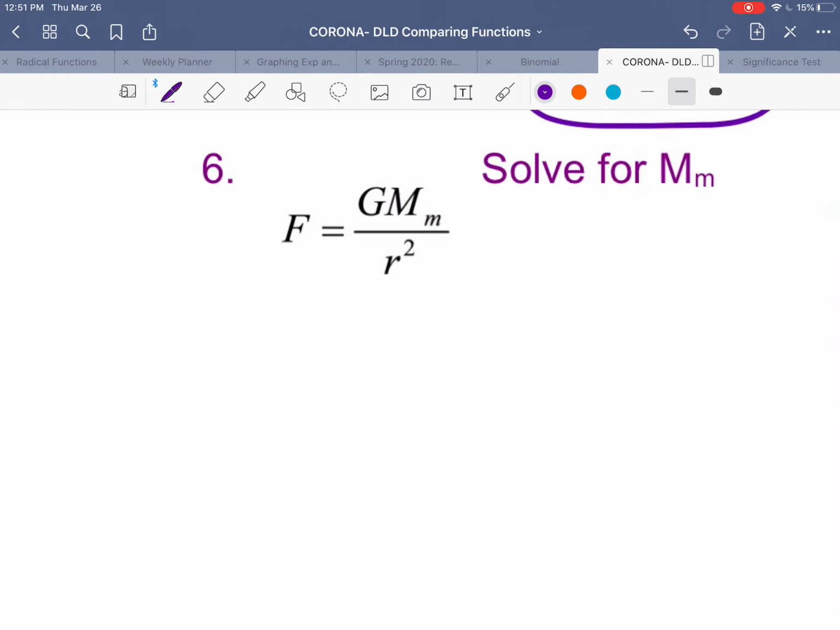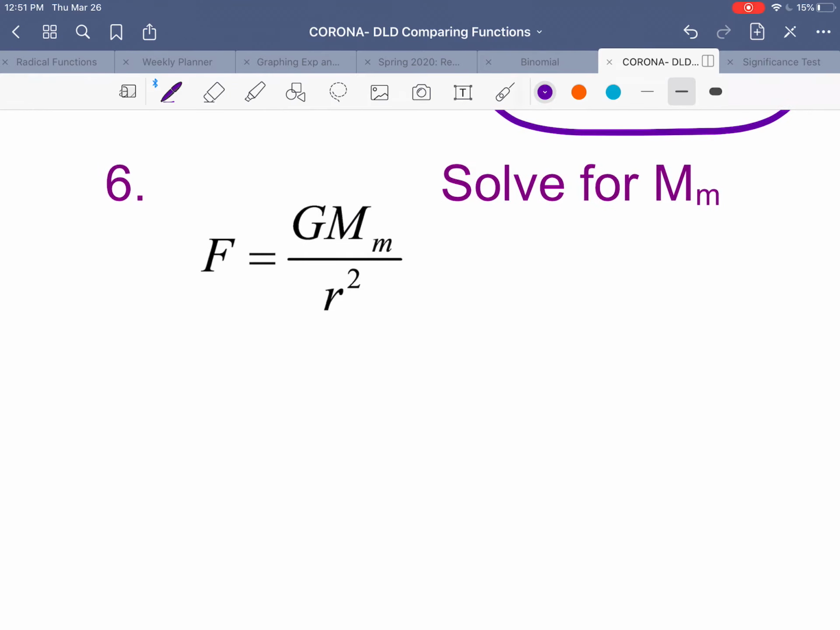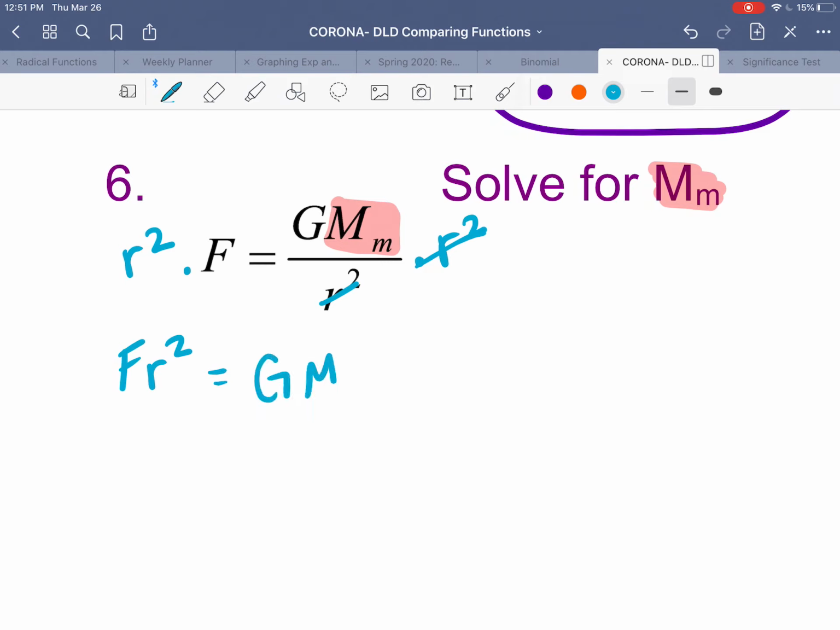All right, moving on to number 6. Here we are solving for m sub m, which means we want this by itself. So the very first thing we need to do is get r squared out of the denominator. So we're going to multiply by r squared. These are going to simplify. We have f r squared equals g times m sub m.